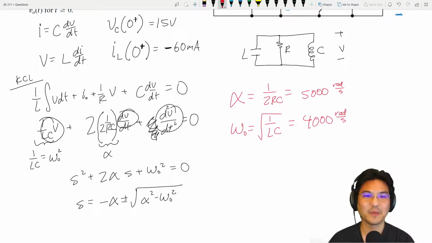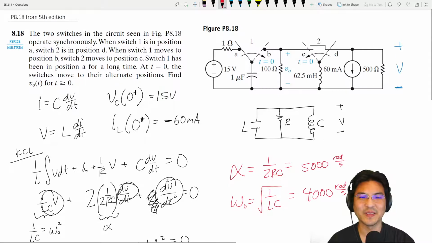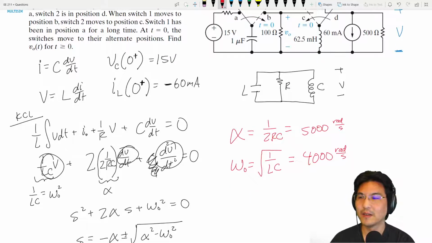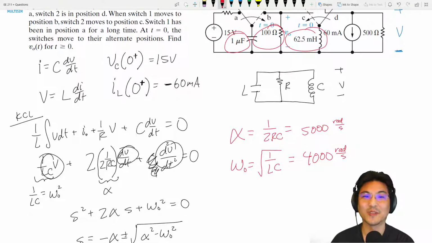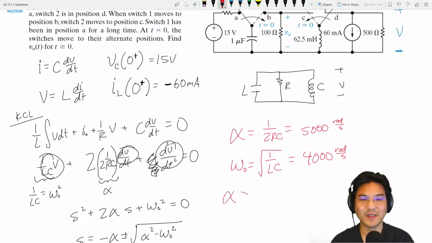Okay, so I just punched the numbers in the calculator. I just used the values. R is 100 ohms. C is 10 to the minus 6 farads. And then L is over here, 0.0625 henries. Okay, so I just plugged those numbers in the calculator. So now I got these. So notice that alpha is larger than omega. So this is overdamped.